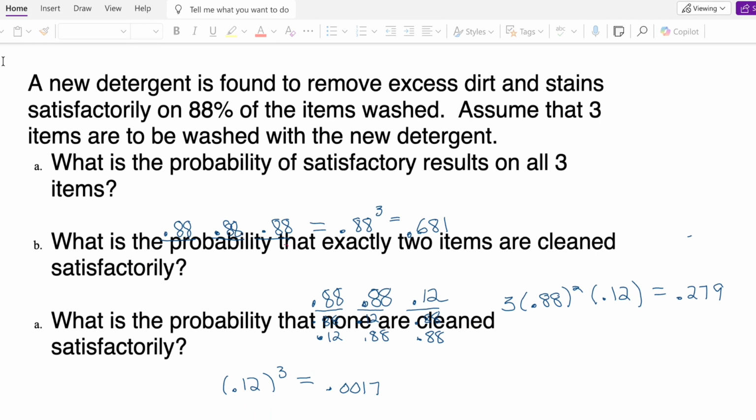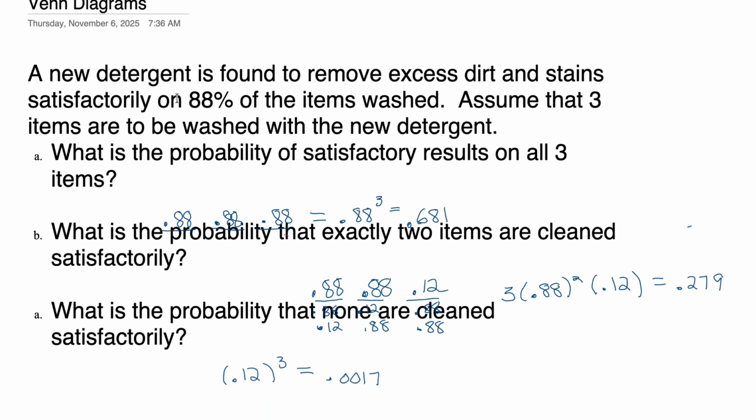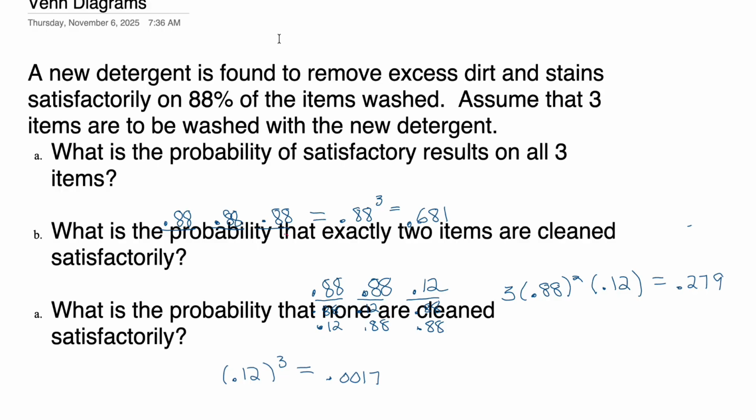A new detergent is found to remove excess dirt and stains satisfactorily on 88% of the items washed. Assume that 3 items are to be washed with the new detergent. A. What is the probability of satisfactory results on all 3 items? B. What is the probability that exactly 2 items are cleaned satisfactorily? C. What is the probability that none are cleaned satisfactorily?